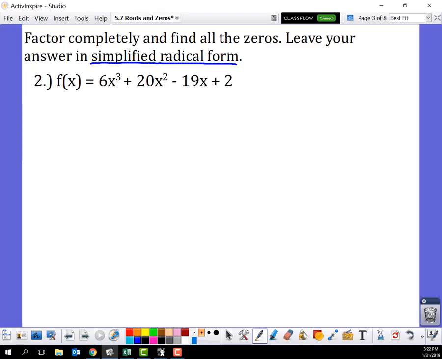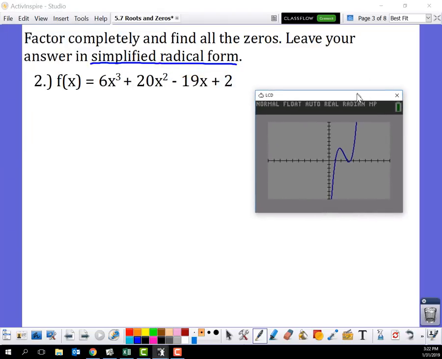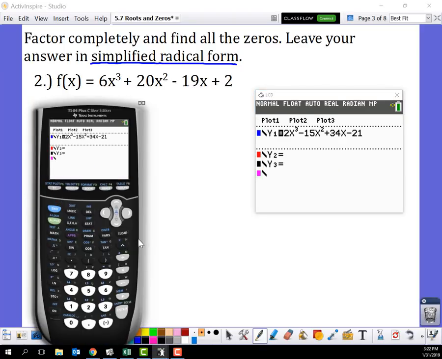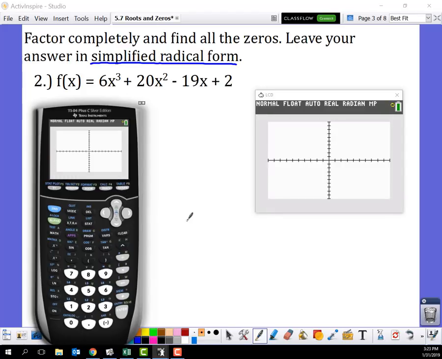Pull up your calculator, and while I'm updating it here, you go ahead and do the same thing. It was 6x to the 3rd plus 20x squared minus 19x. Please be really careful when you enter these, because it's so frustrating when you type one thing wrong and your graph doesn't look right. If you type one number wrong, you're going to get all the zeros wrong.